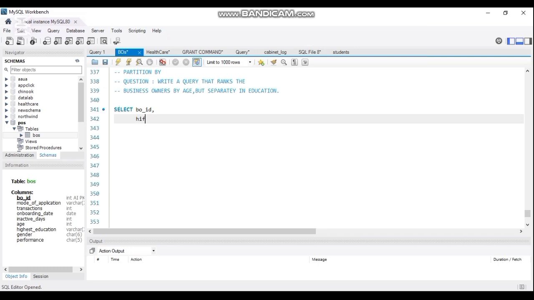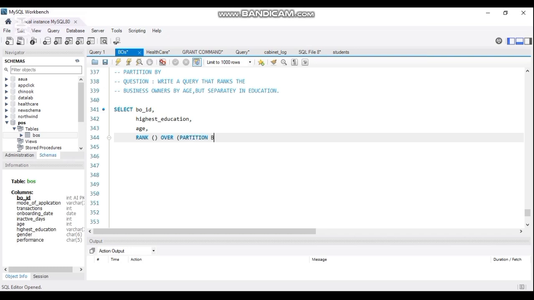So we are looking at the question with the BOID, the highest education. That's where we have the education of the BOs, and also we are going to look at the age. The age should be ranked according to the business owner's age. You have to rank it according to the business owner's age. Okay, now we're going to rank over, meaning that every one of the BOs should have a result, and having that result should be partitioned.